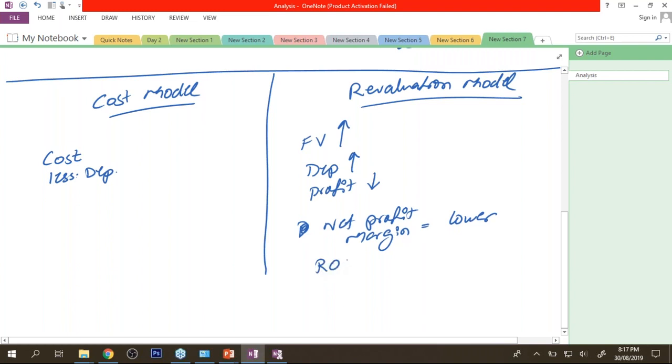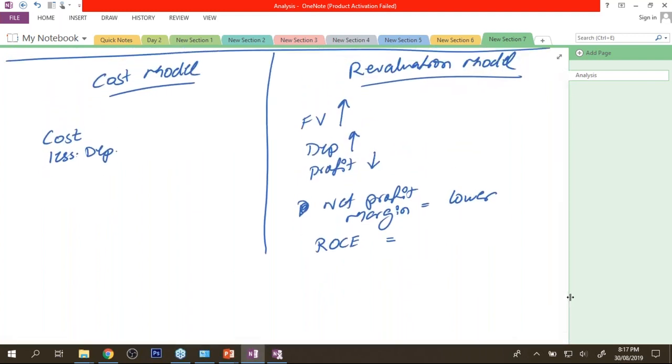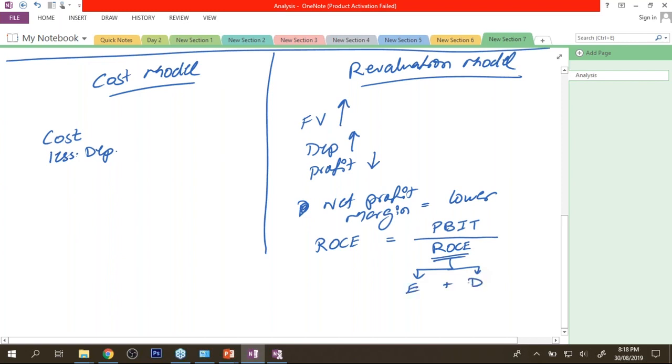What about the ROCE? What impact will this have on the return on capital employed? Will the capital employed be higher or lower as compared to the cost model? Okay, few higher, few lower. Actually, if we talk about the return on capital employed, it's profit before interest and tax divided by the capital employed. And capital employed is the sum of the equity plus the debt.